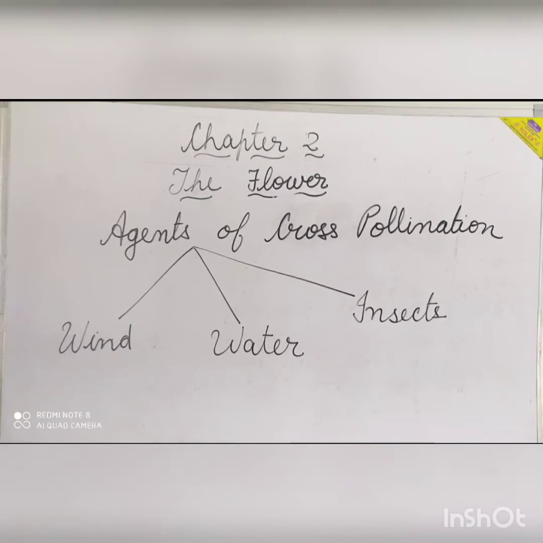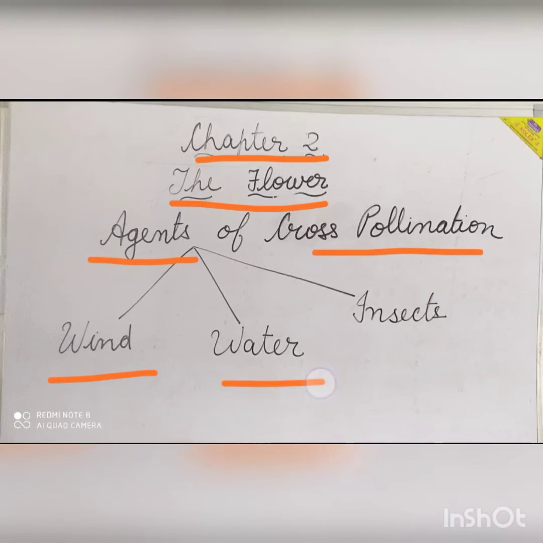Good morning, students. Today we will continue with our chapter 2, the flower. Till now we have studied about pollination and the types of pollination, self-pollination and cross-pollination. Today we will study which agents help in cross-pollination. The cross-pollination takes place by various external agents like wind, water, and insects.